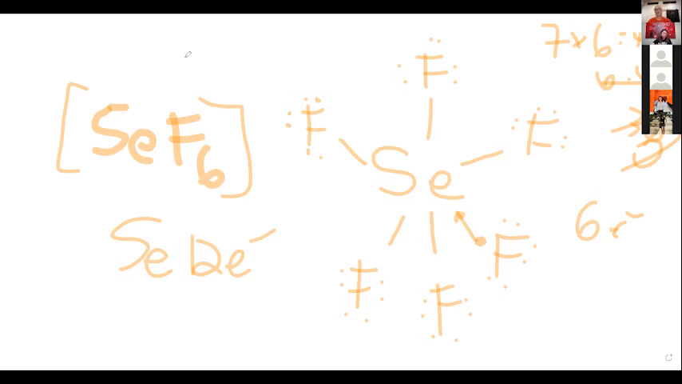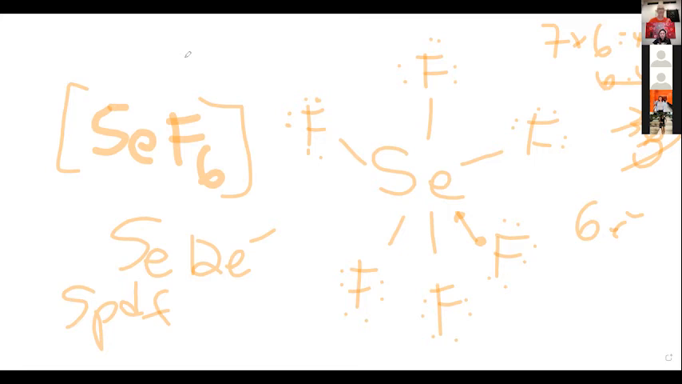Yes, it's totally allowed because selenium is actually in the 4th row. So selenium has S, P, D, and F orbitals, so it's got a ton of room for extra electrons. That's not a problem. It has an octet plus. But let's see if it has a charge.